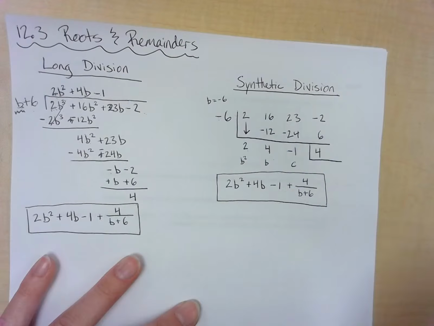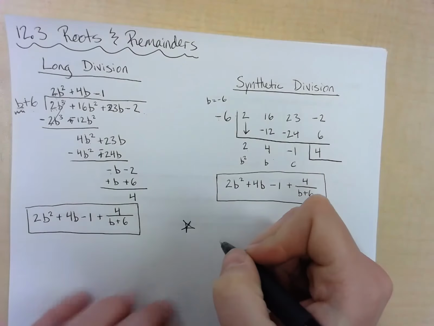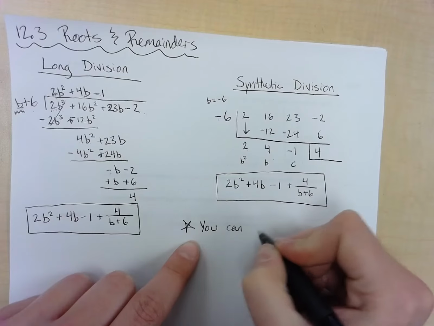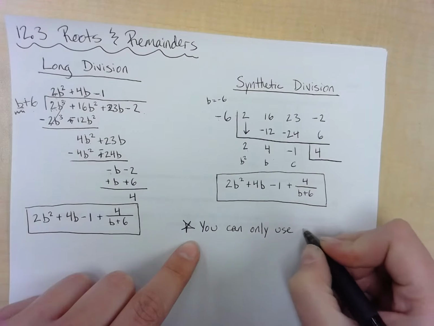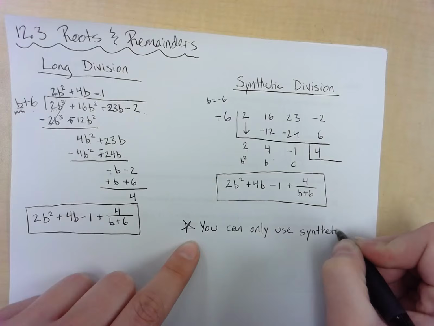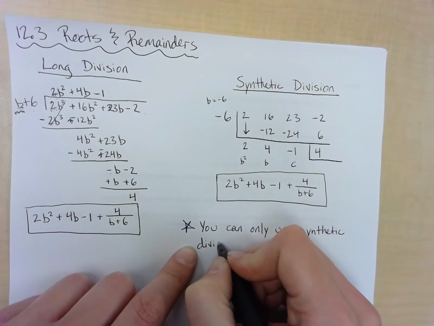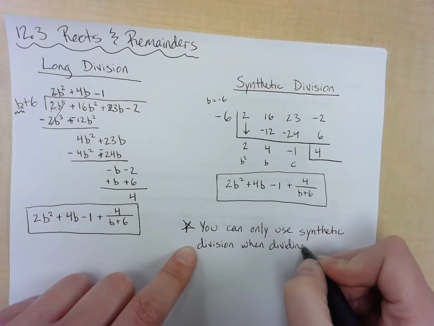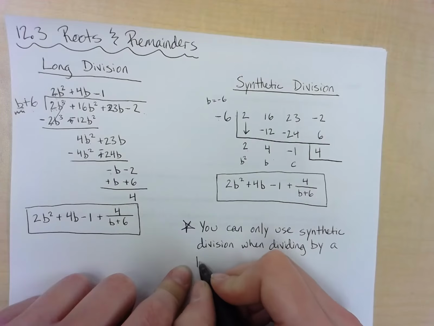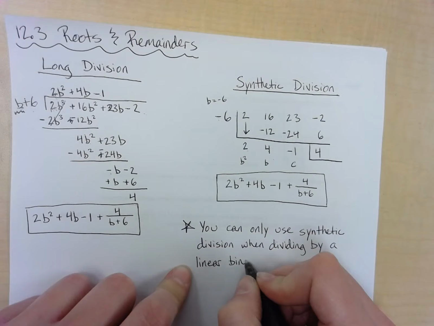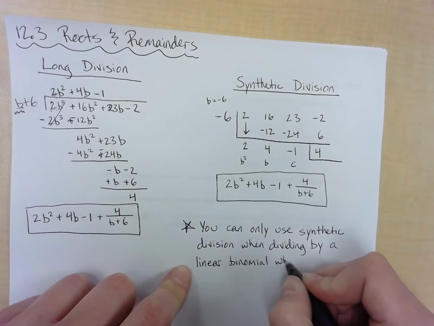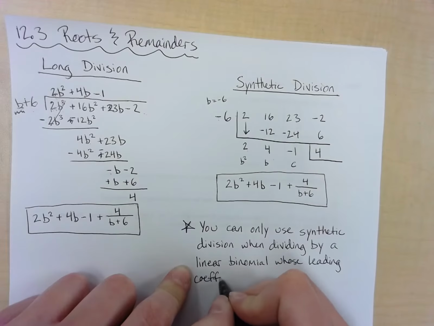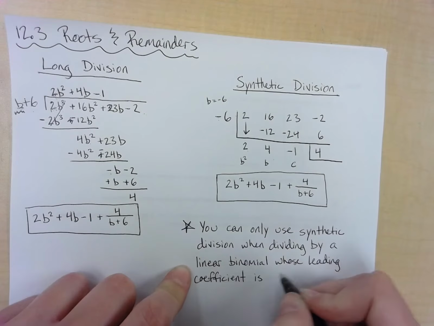But what's important here to know, if I had red, I'd be writing this in red, is you can only use synthetic division when dividing by a linear binomial whose leading coefficient is 1.